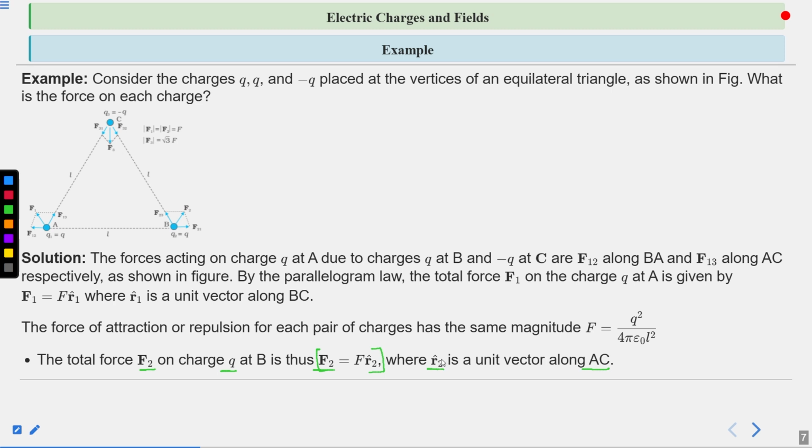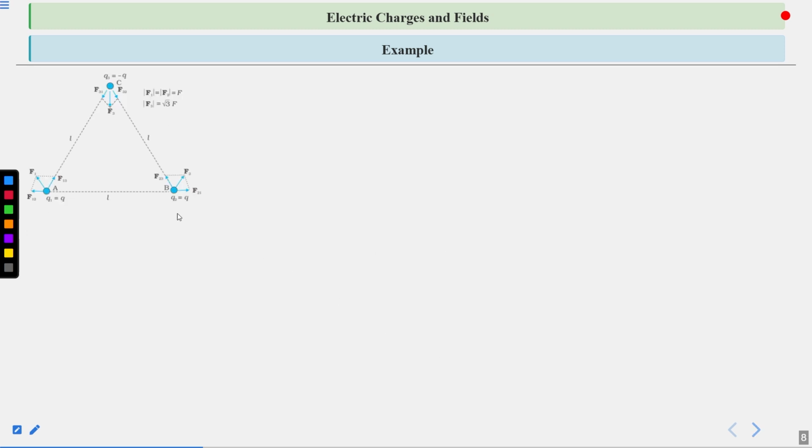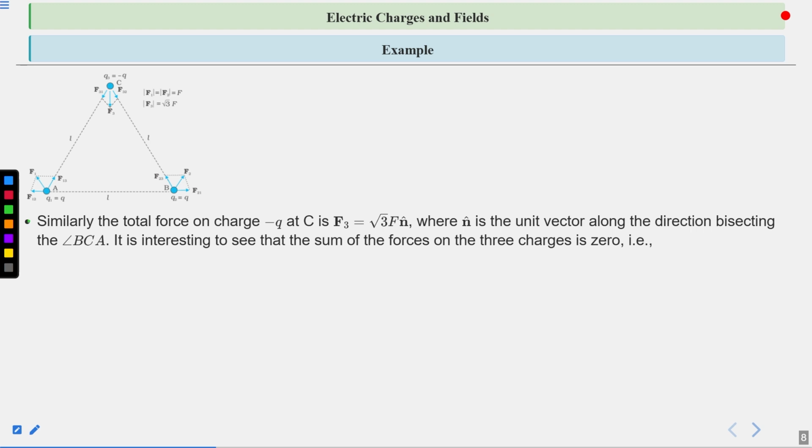Clear? Now, similarly, the total force on charge minus q, that is q3 at C, is F3 is equal to root 3 F n cap, where n cap is the unit vector along the direction bisecting the angle BCA. It is interesting to see that the sum of the forces on the three charges is 0. So F1 plus F2 plus F3 is equal to 0. The net force is 0.